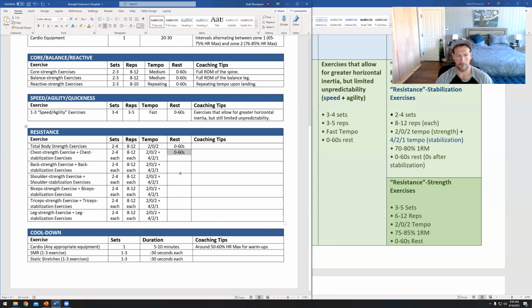And for our reps, that is going to be 1 to 5 reps for the strength movement, and 8 to 10 reps for the power movement. There we go, that'll work.